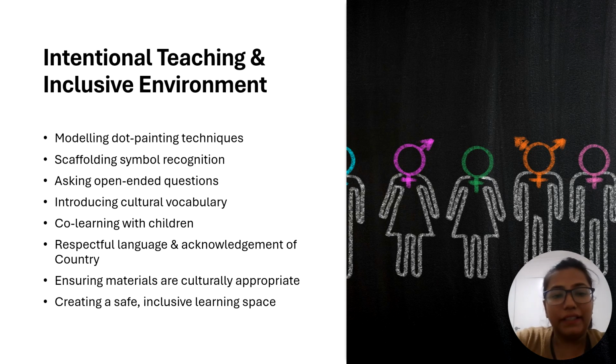So, the intentional teaching strategies. I have used modelling. I taught the kids to use cotton buds to draw dot patterns. Scaffolding: I supported children to identify and label Aboriginal symbols. Open-ended questioning: what do you think the symbols mean and what are they for? Vocabulary development, like country, culture, symbol, and names of the animals.